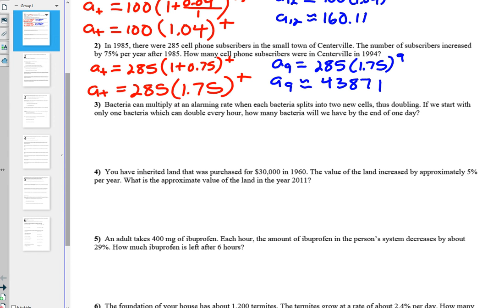Bacteria can multiply at an alarming rate when each bacteria splits into 2 new cells, thus doubling. If we start with only 1 bacteria, which can double every hour, how many bacteria will we have by the end of 1 day? What type of problem is this? Yeah, I would say growth, but instead of having to use a regular growth formula with 1 plus, they already give us the growth factor. What's the growth factor? It's doubling, yeah, it's 2. So the amount after some time is equal to the one that we started with, times the growth factor 2 to the power of time.